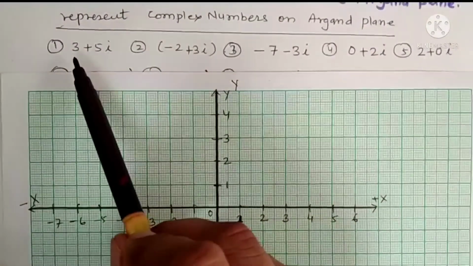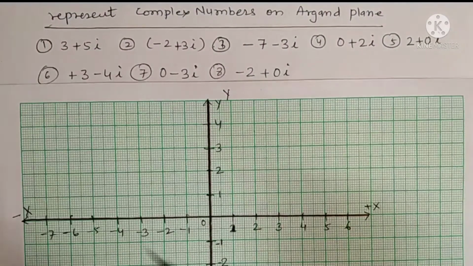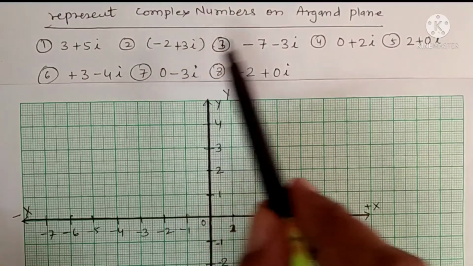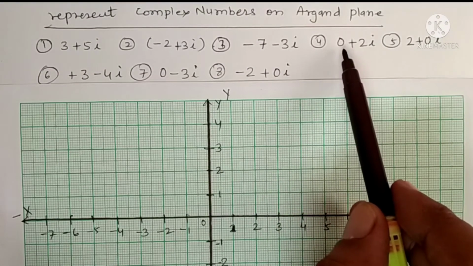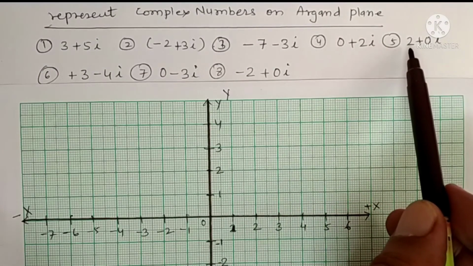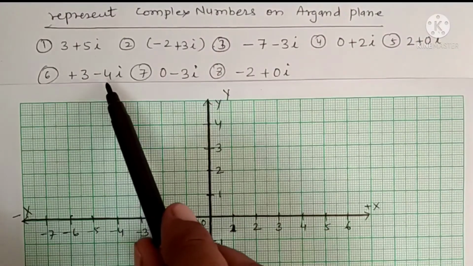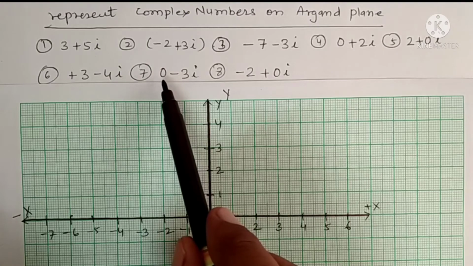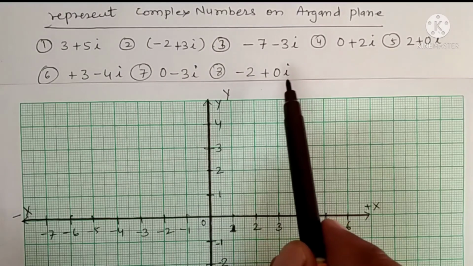Represent complex numbers on the Argand plane. Here the first point is 3 + 5i. Second point is −2 + 3i. Third point is −7 − 3i. Fourth point is 0 + 2i. Fifth point is 2 + 0i. Sixth point is 3 − 4i. Seventh point is 0 − 3i. Eighth point is −2 + 0i.